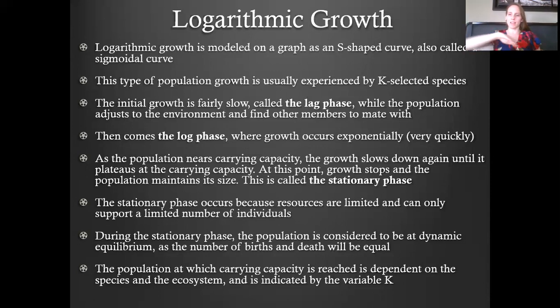So lag, log, stationary. At the stationary phase, there's just not enough resources in the ecosystem to support more individuals. And at that point, the population is at dynamic equilibrium, and the number of births and deaths will be pretty much the same.